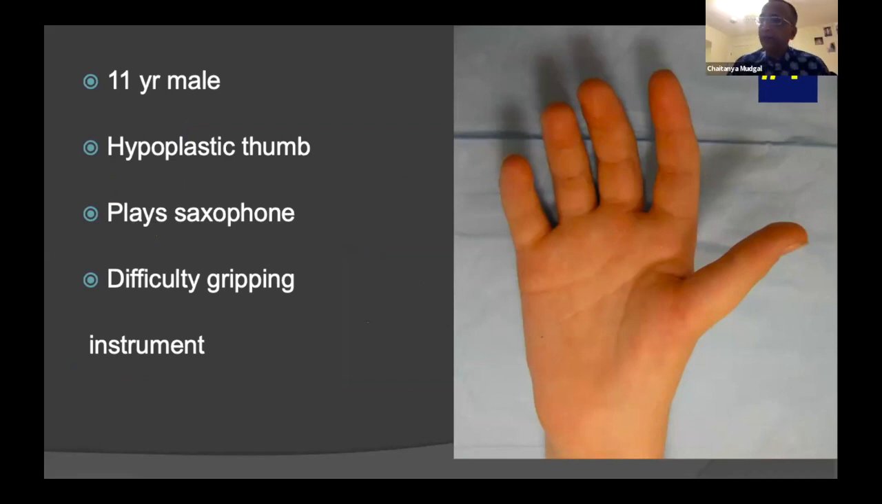We have time for just about maybe one and a half cases, but I'll throw it out there to Marco and Chuck. This is a patient of mine who's 11 years old, with a hypoplastic thumb and non-existent thenar eminence, and plays the saxophone. As he's gotten older, the saxophones have become bigger and heavier. Now at this age, he's qualifying for an adult saxophone, I think. And he just can't do it, and he really wants to play. So what do we do in this situation?